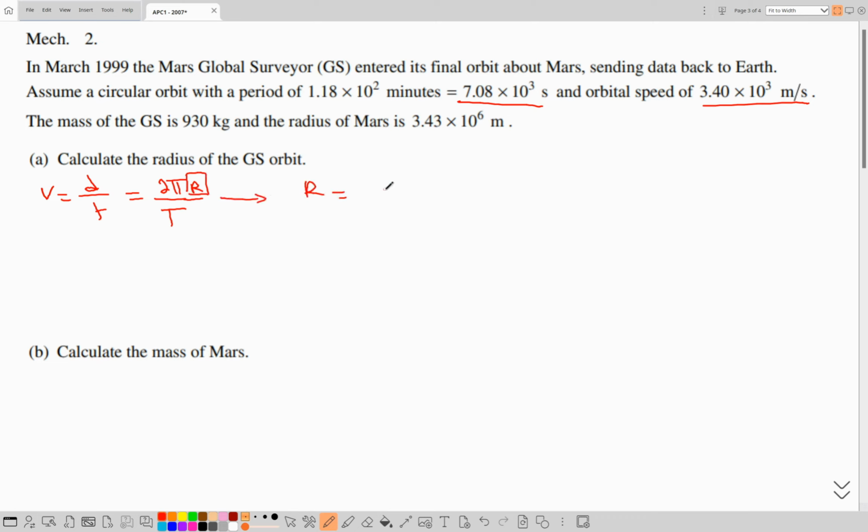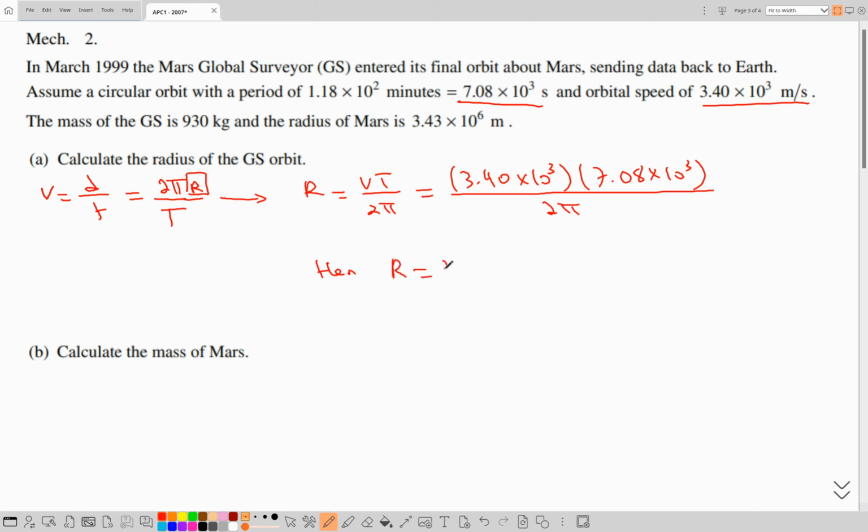Now isolating for r would be given by vt divided by 2 pi. The speed is given by 3.40 times 10 to the power 3, multiplied by the period, which is 7.08 times 10 to the power 3, divided by 2 pi. Now plugging that expression in the calculator, the radius along which GS is orbiting Mars is 3.83 times 10 to the power 6, and the SI unit of distance is meters.